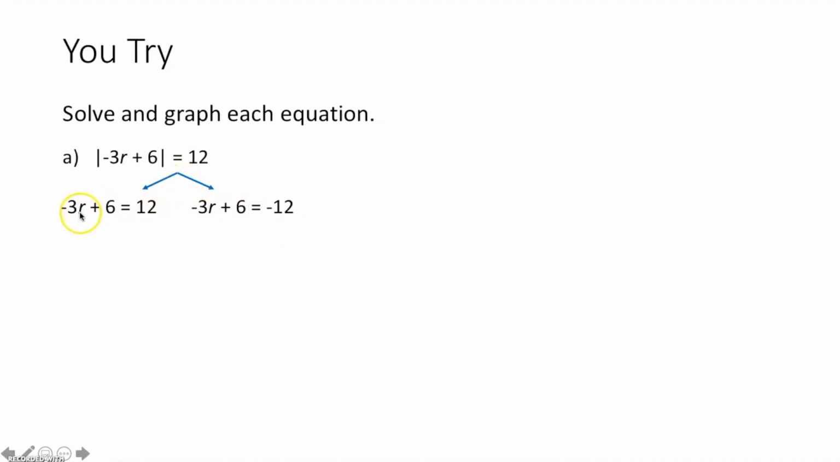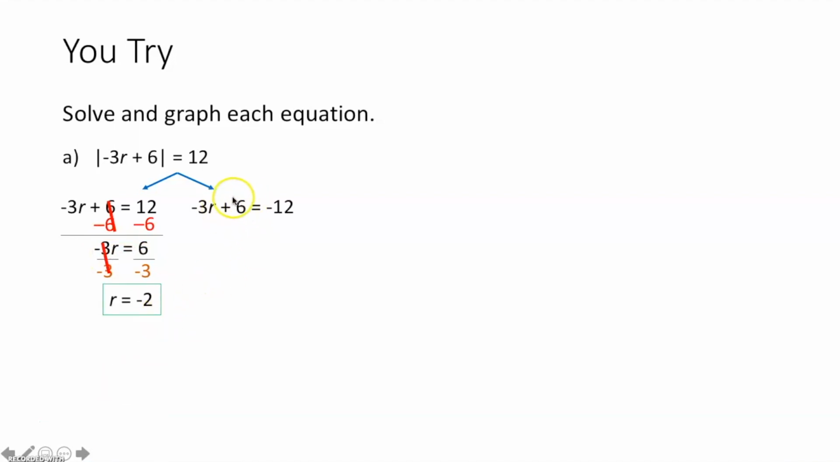Now I just need to solve for r in each of these. So to solve, remember, simplify, move, solve. That's how you solve a regular equation. First, I need to get rid of this plus 6, so I do the opposite, the inverse. I subtract 6 from both sides. That way these cancel out, and 12 minus 6 is going to give me 6. Now to get r all by itself, I move this negative 3 to the right side by dividing both sides by negative 3. That way these cancel each other out. I get r is equal to negative 2.